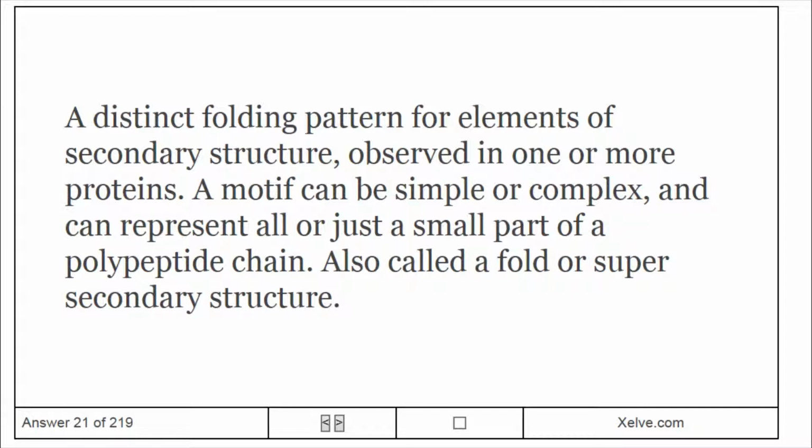Motif. A distinct folding pattern for elements of secondary structure, observed in one or more proteins. A motif can be simple or complex, and can represent all or just a small part of a polypeptide chain, also called a fold or supersecondary structure.